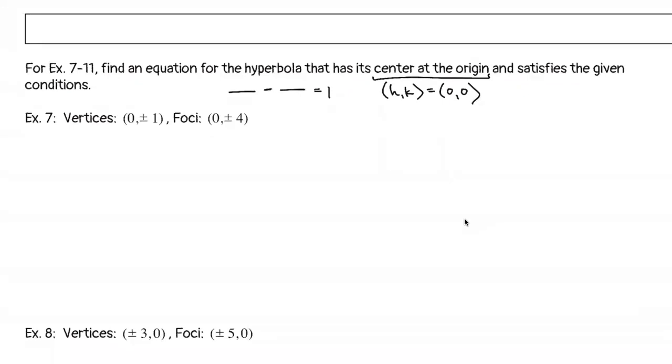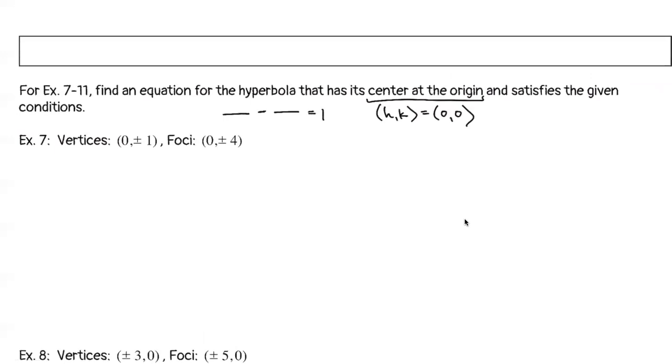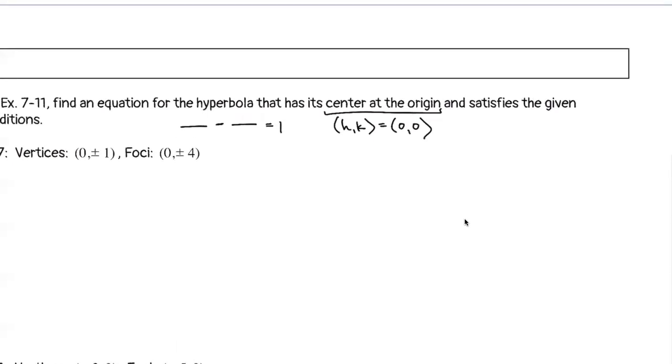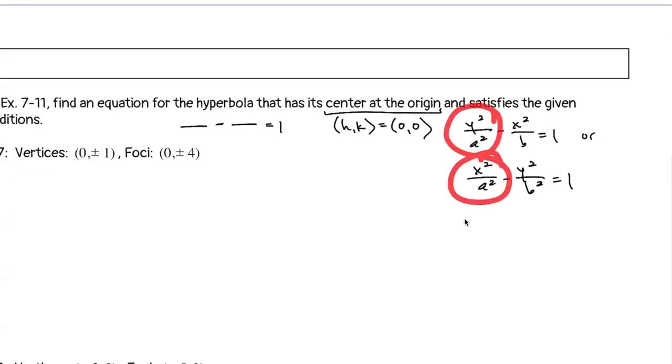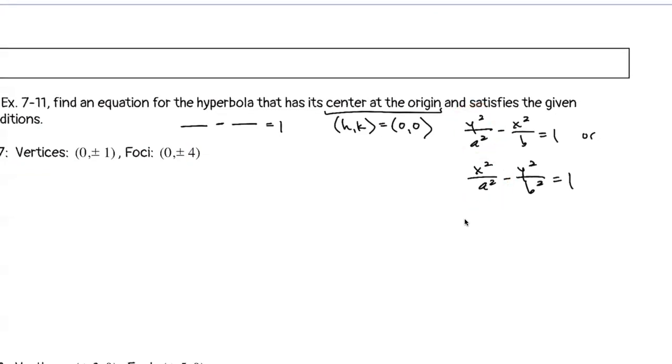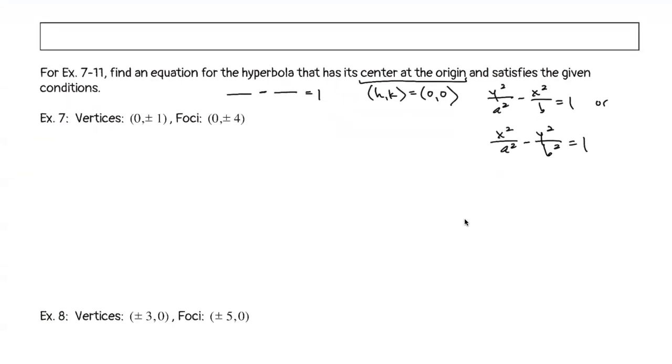All right, so what that means is we're either going to be using an equation where we have y squared over a squared minus x squared over b squared equals 1, or x squared over a squared minus y squared over b squared equals 1. So either our x is going to come first or our y is going to come first. And I argue that if we draw a picture, like a quick sketch here, it should tell us which one of these letters comes first, either the x or the y. All right. So let's start with a diagram here.